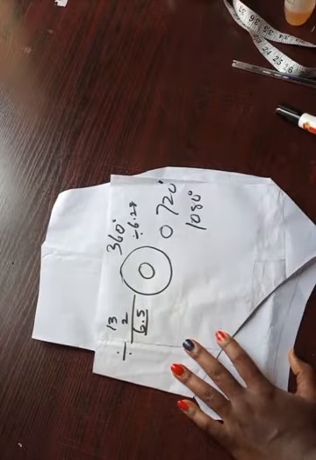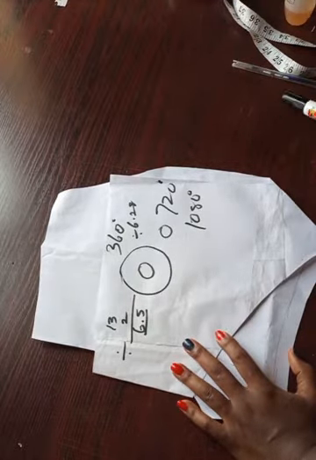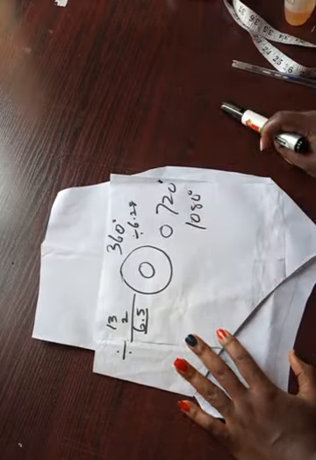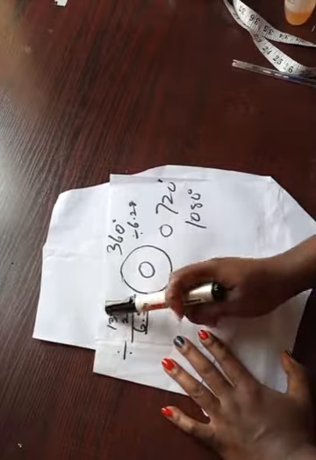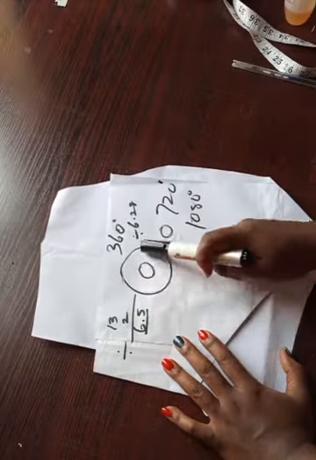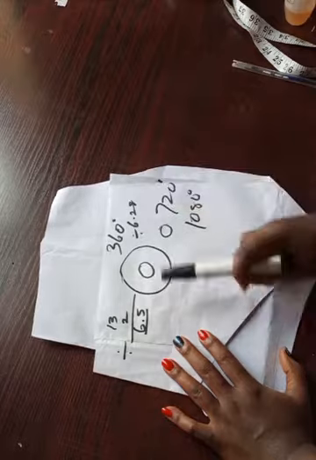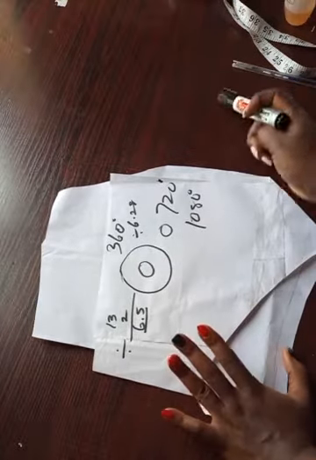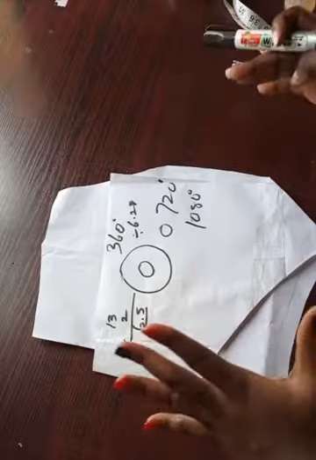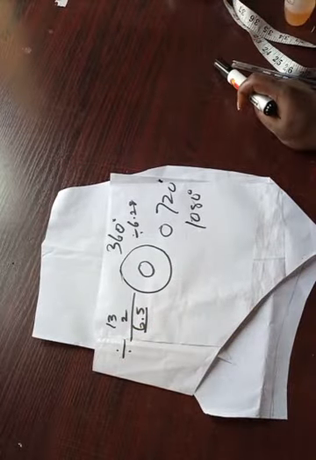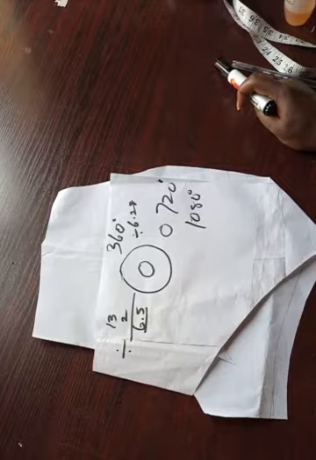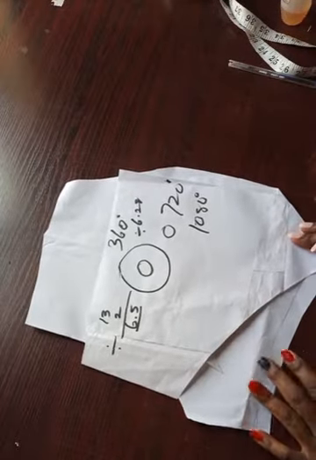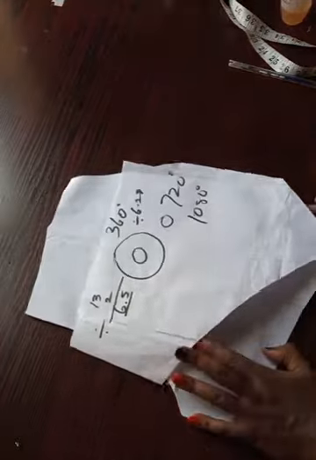Now talking about 1440, that is 360 into 4 places. So how do you do that? Divide your circumference into 4 and use each part to create a 360-degree flare, 360 into 4, and then put everything together. You have as much volume as possible, and that will give you a 1440 degree flare.